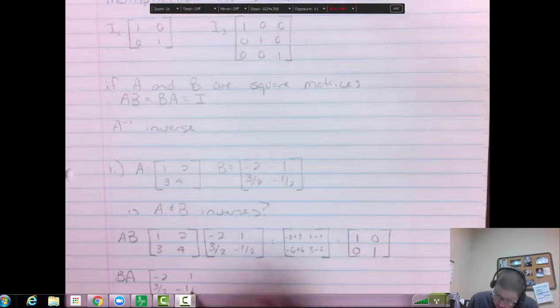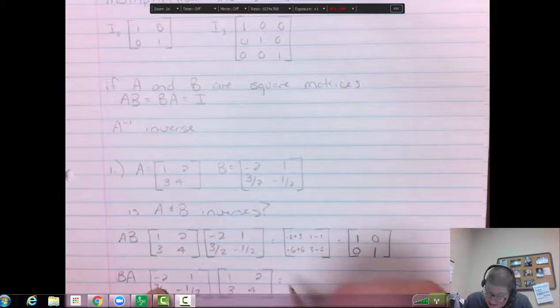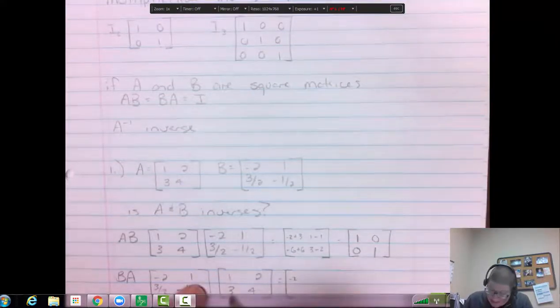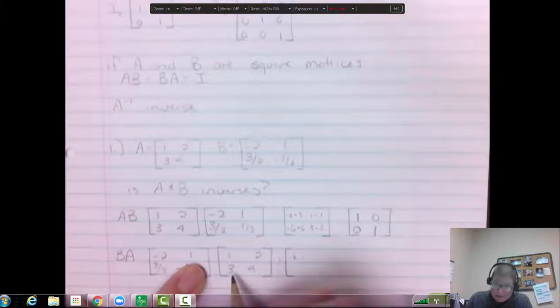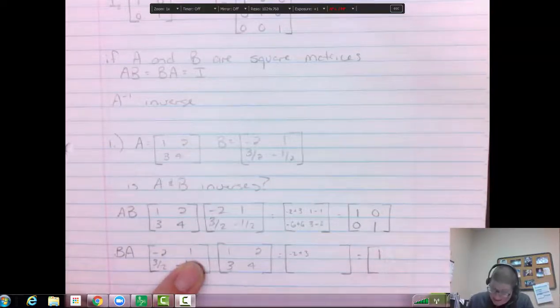And negative 1/2, all being multiplied by 1, 2, 3, 4. All right, so 2 times 1 is negative 2. 1 times 3, let me move it up a little, is 3. So that's going to give us that first spot of 1. Yay, so far so good.